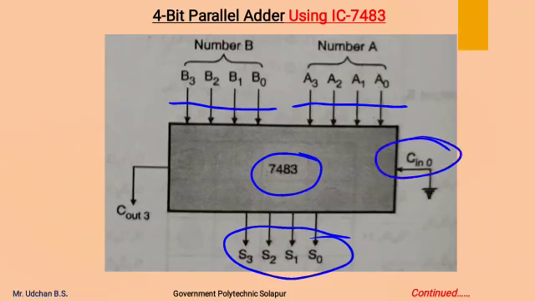A Cin is connected. The first carry input of the first full adder is connected to ground by default, and this is the final carry output of the 4-bit parallel adder.